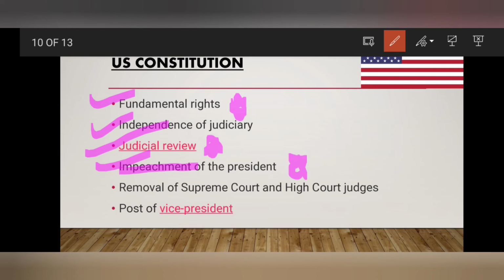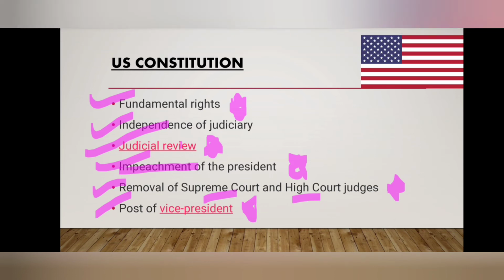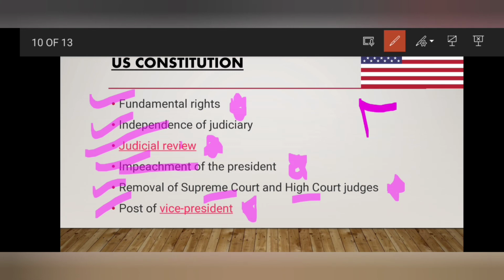this is also an important one. Removal of Supreme Court and High Court judges, and the post of vice president, it is also taken from the US constitution. So the US also holds an important role in making our constitution, because from the US many important things have been taken. So ultimately the US constitution is also an important one.